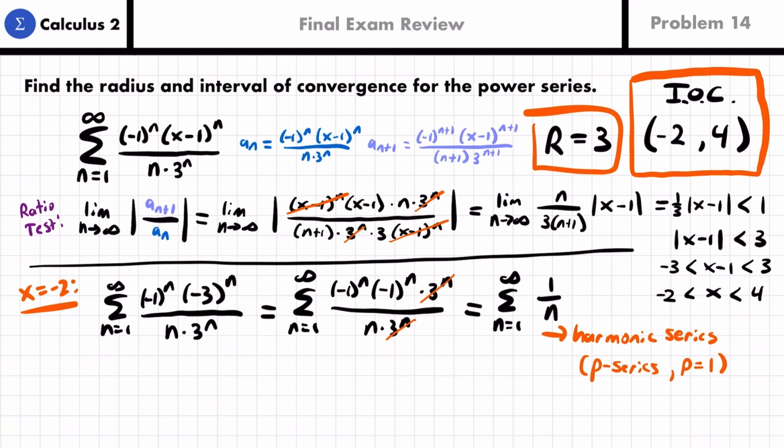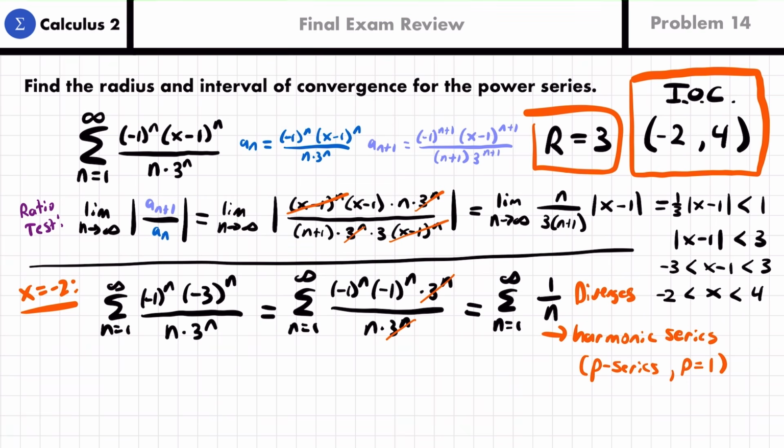Okay, so that's our conclusion for x equals -2. The resulting series for the power series is the harmonic series, which is a divergent series. And so because that series diverges, we can conclude that -2 is not included in the interval of convergence. So leave this parenthesis open. We will not change it to a closed bracket. -2 will remain excluded from that interval.